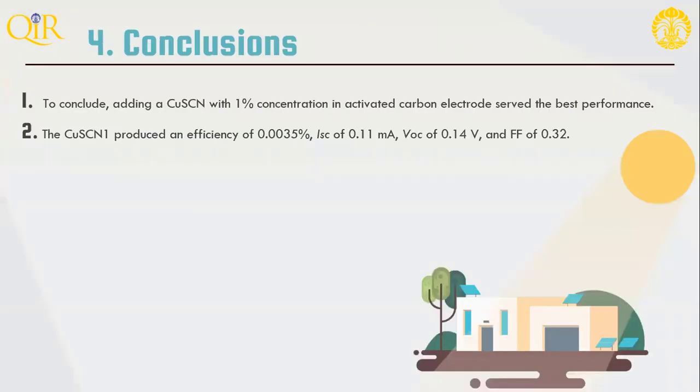After we have discussed the data and the analysis, we can pick 2 points in the conclusions. First one, to conclude, adding CuSCN with 1% concentration in activated carbon electrode served the best performance. The second one, the CuSCN1 produced an efficiency of 0.0035%, short circuit current of 0.11 microampere, open circuit voltage of 0.14 volt, and fill factor of 0.32.